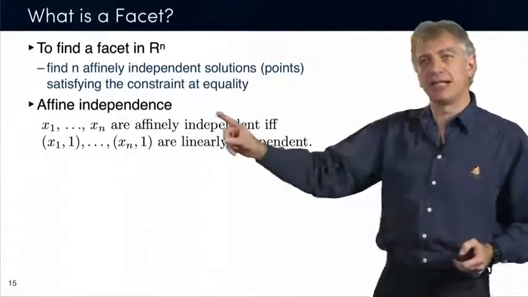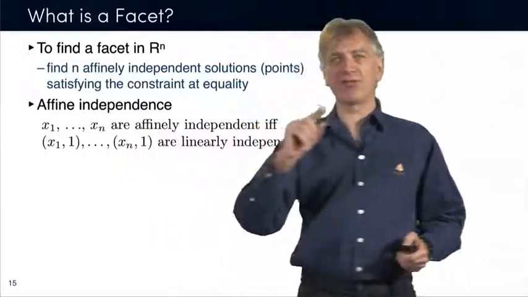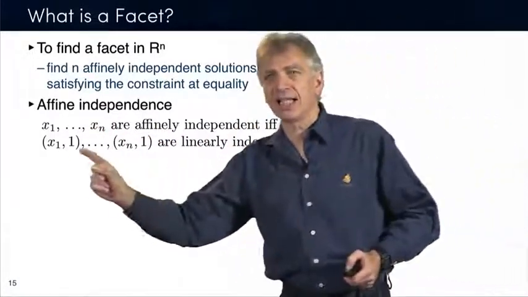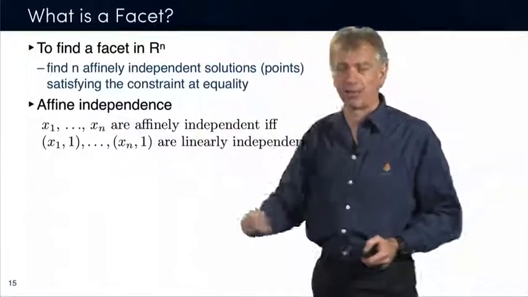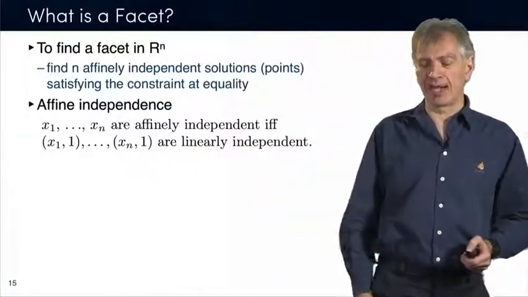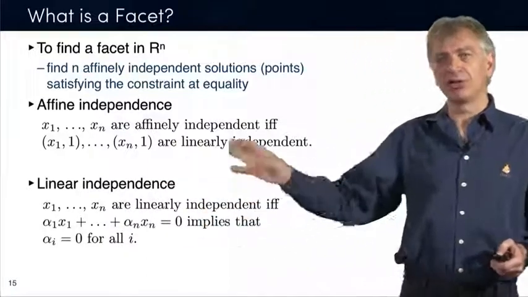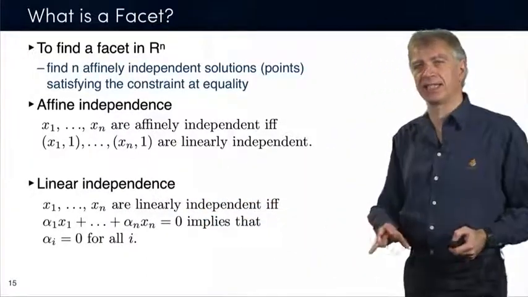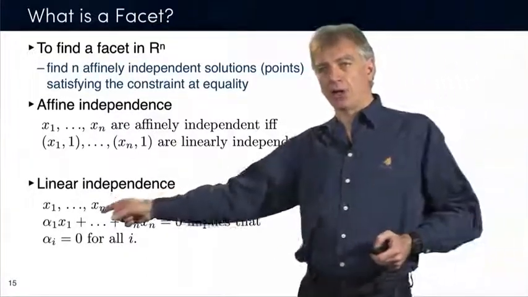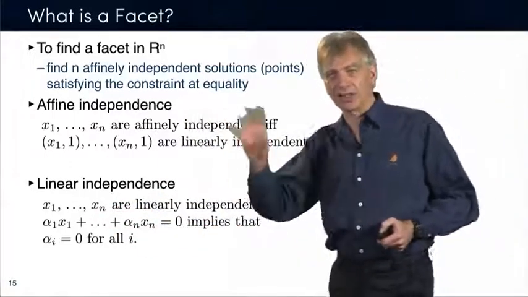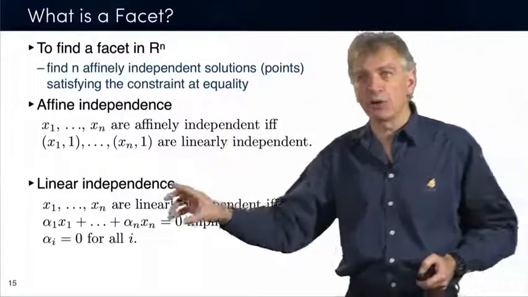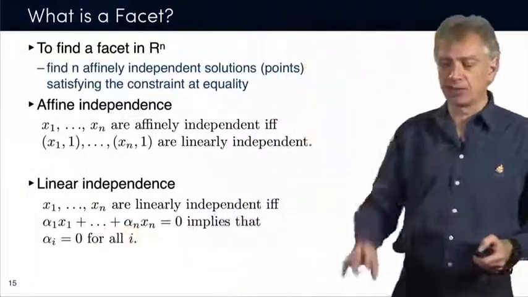What you need to do is that if you have a set of n points, they are going to be affinely independent if, when you extend them with one more coordinate and put a 1 for that coordinate for every one of them, then you can show that they are linearly independent. And of course, linear independence, you know what this is. It's simply saying that if you have combinations of all these points using alpha 1 to alpha n, for these n points, and if that is equal to 0, then all these alphas have to be equal to 0.